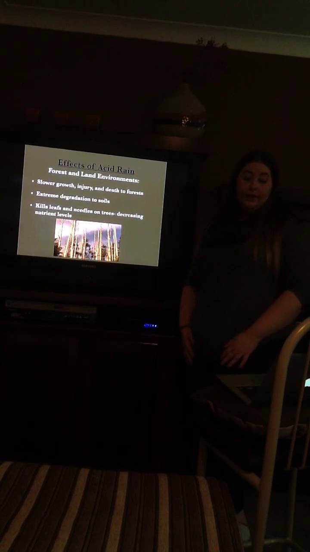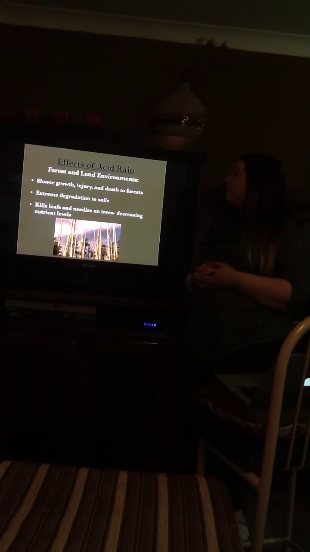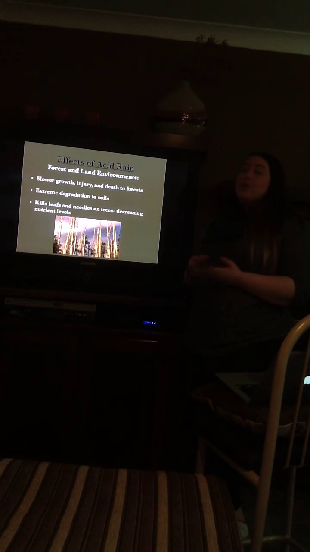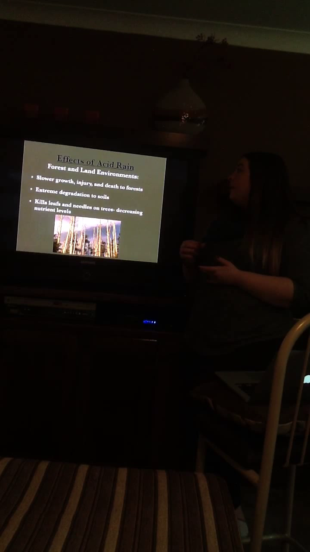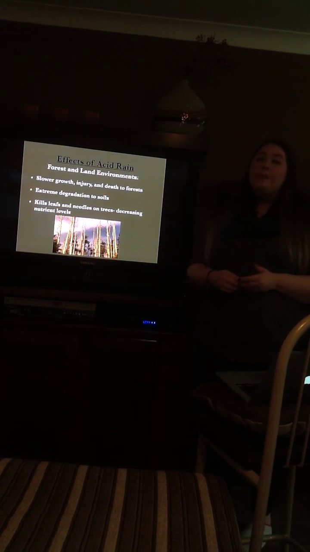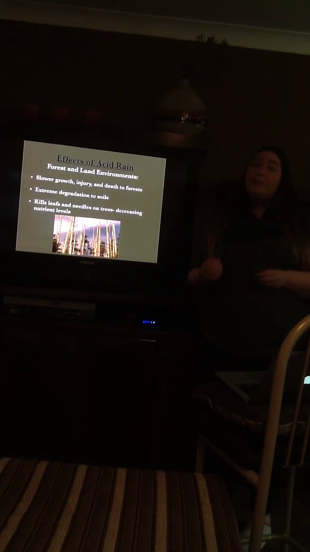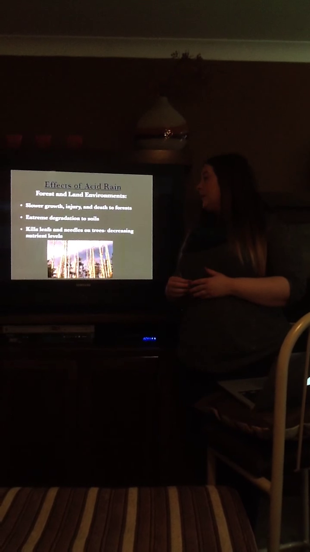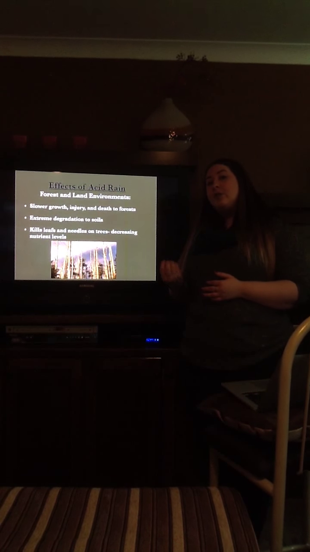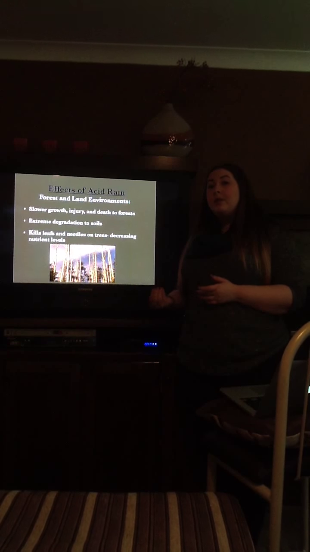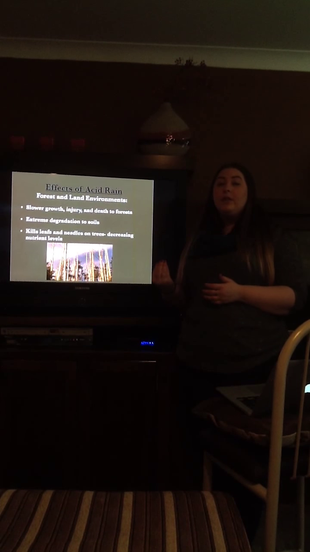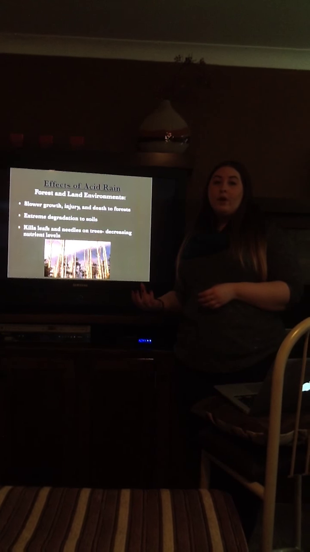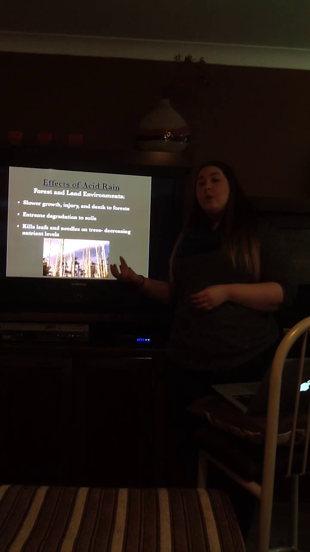Another effect of acid rain would be on forest and land environments. There would be slower growth, the land environments would be more prone to injury, such as degradation of soil, and there could just be death to forests. It also kills leaves and needles in the trees, and the leaves and needles are actually what hold the most nutrients in the tree, so by killing these leaves and needles, we're also decreasing the amount of oxygen that is supplied to our atmosphere.